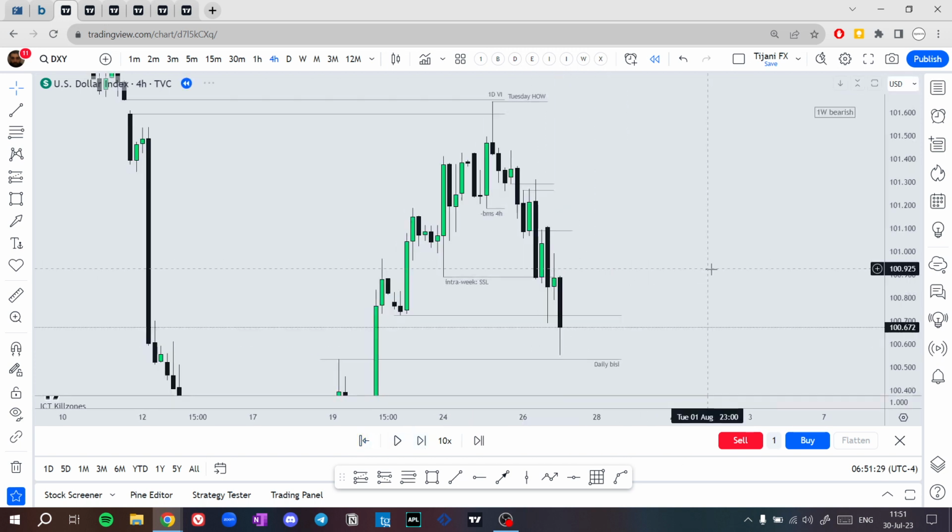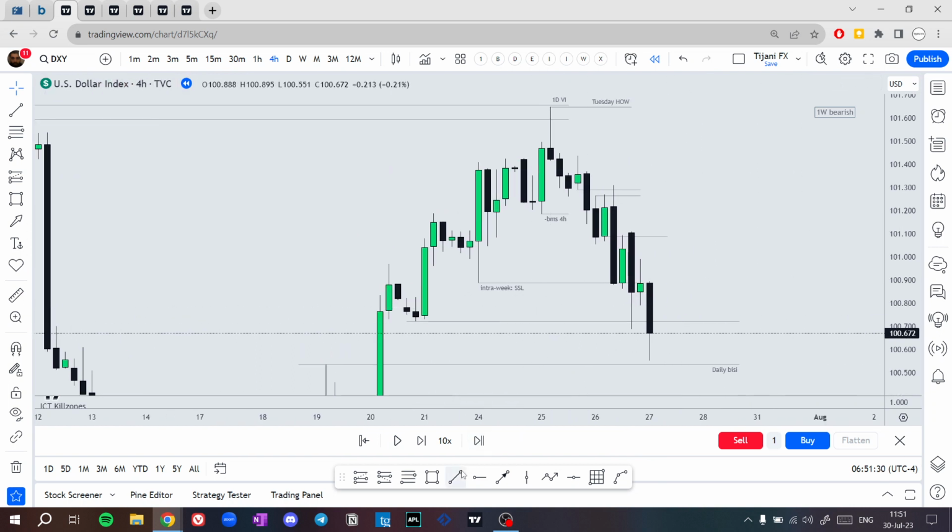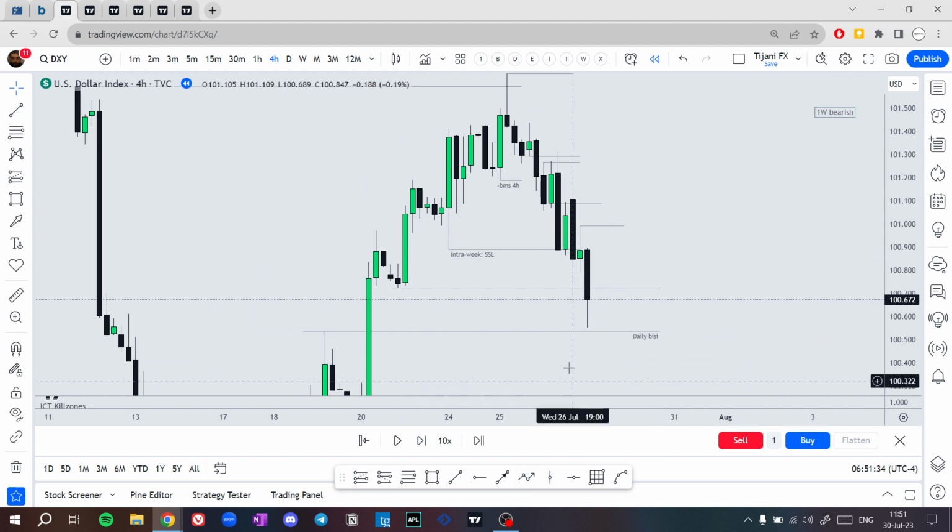Let me get rid of this candle, this big one. It is normal if you are expecting something like this, price to fill this, to have some reaction from this daily BC to continue lower. That's normal.